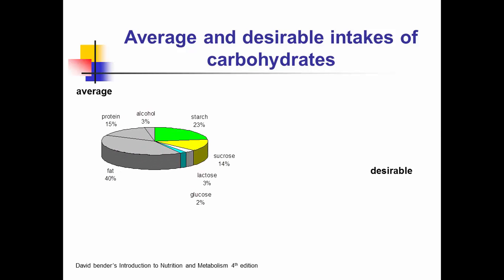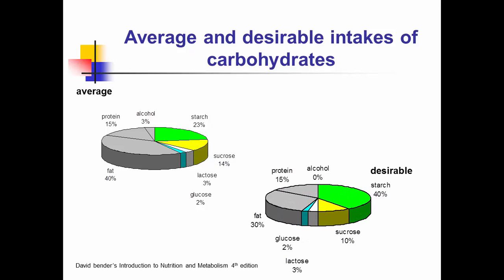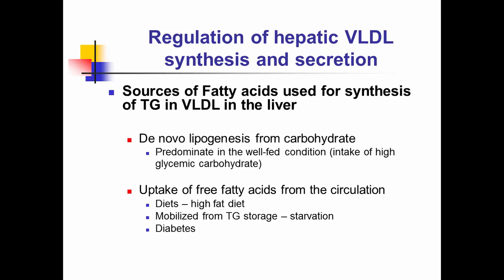And for carbohydrate, we have starch 23%, and sucrose 14%, and lactose 3%, and glucose 2%. And let's see, desirable, we wish we would have more carbohydrate from starch, and less from sucrose, right? And glucose and lactose are fine.